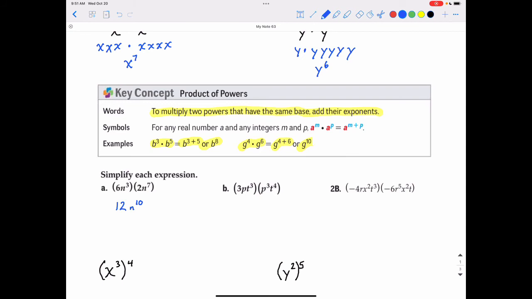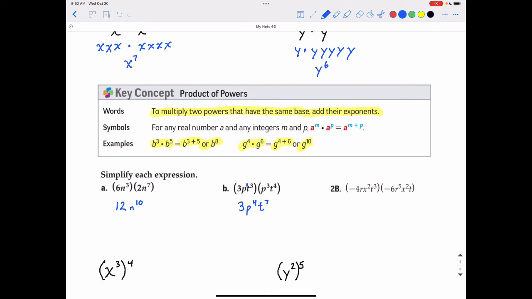The next one, 3pt to the 3rd power times p to the 3rd t to the 4th. So there is not another number in the second set of parentheses to multiply times the 3, so I will just bring that down. Then it has p and p to the 3rd. Now p is the same as p to the 1st power. There is actually a 1 there with p to the 1st power. So then when you do p to the 1st times p to the 3rd, you're going to get p to the 4th, because 1 plus 3 is 4. And then t to the 3rd times t to the 4th, we would add those exponents together, and that would be t to the 7th.